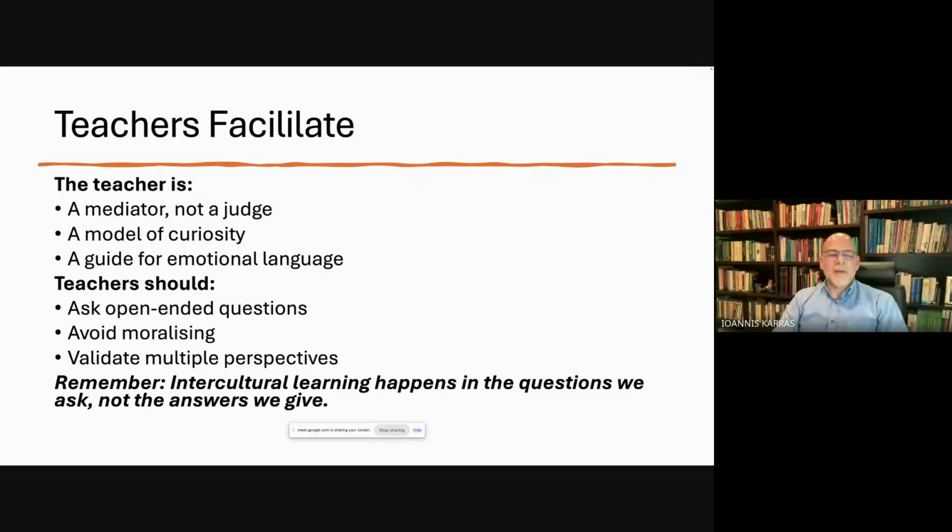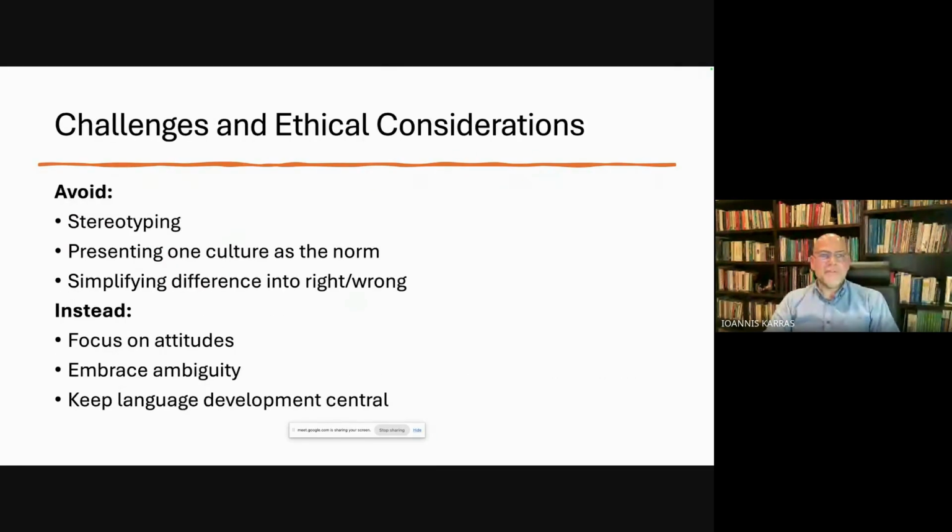Any perspective is okay, as long as there's no stereotyping or judgment, because when this is done, or when we see our learners stereotype or judge, then this becomes a good opportunity to have these nice talks with them about why it's not good to stereotype or judge. And remember, intercultural learning happens in the questions we ask and not the answers that we give.